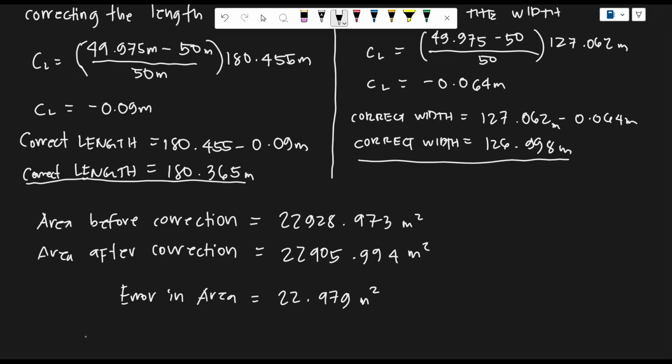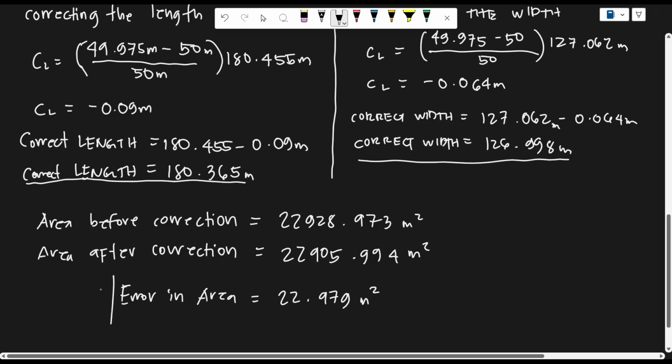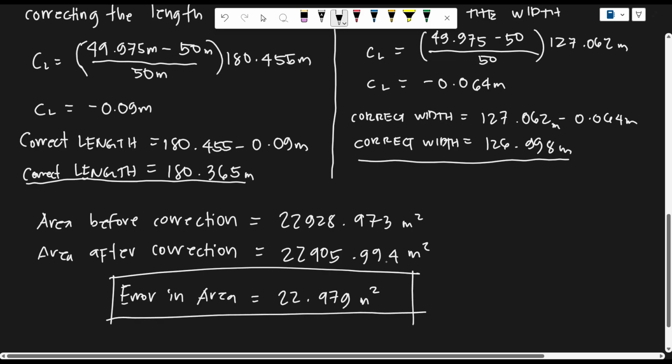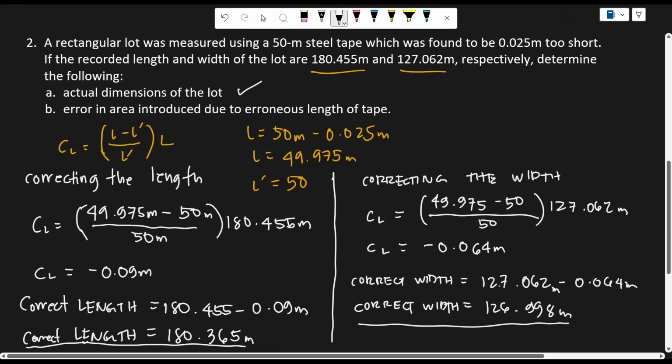Okay, so this is it. So the corrected area is smaller by 22.979 square meters. Okay, so that's it for this video. I hope you learned something new here, and we'll see you in the next video.